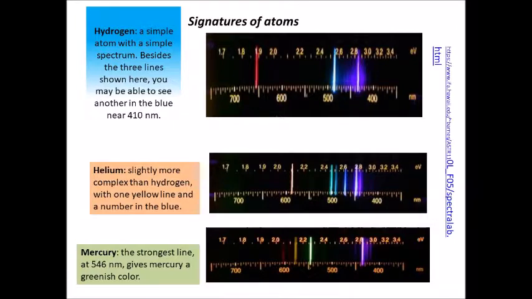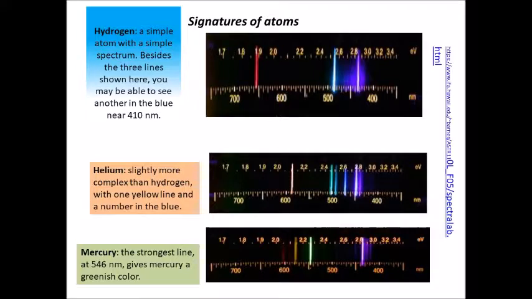Now the spectrum of atoms appears to be the signatures of the atoms. Look, they are all unique. For example, the hydrogen atom is a very simple atom with only one electron, and it has a very simple spectrum compared to what you will see later. Besides the 3 lines, you can see here 3 distinct lines, you may be able to see another in the blue region, that is around 410 nanometer. So here you may get one more line which we are not seeing just now over here as they are showing. It's exactly at 410 nanometer. So that will be the fine spectrum of hydrogen.